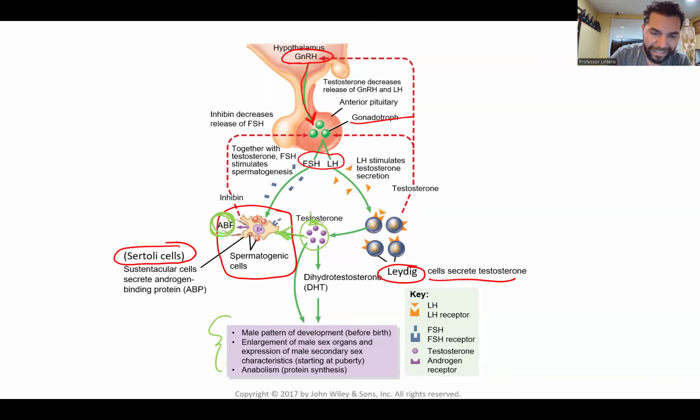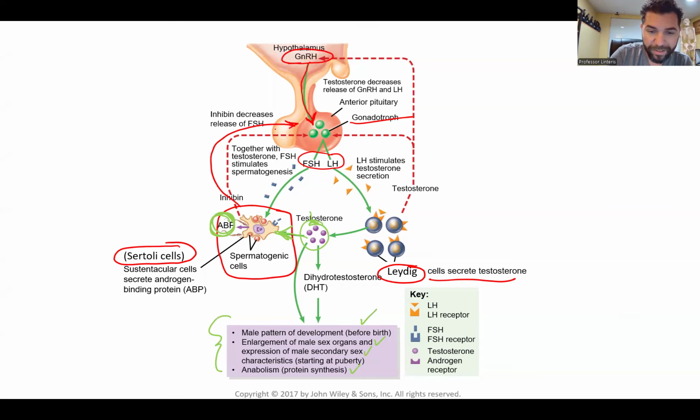So a little bit of that testosterone gets turned into DHT, which is a powerful form of testosterone that is responsible for male development, right? Enlargement of male organs, secondary characteristics, starting of puberty, protein synthesis, muscle building, hair development, you name it. So obviously the testes do make a lot of testosterone for secondary male characteristics, as well as helping with sperm production, right?